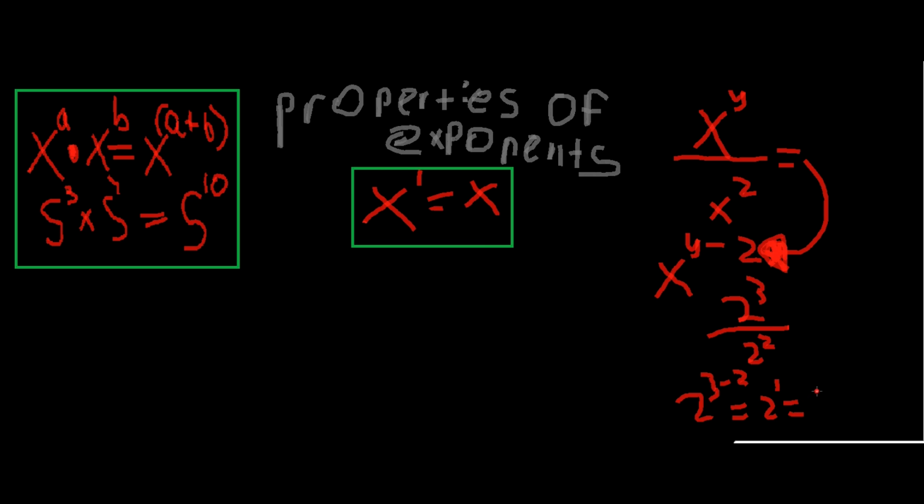Or another way you can solve it, you can write this out as 2 times 2 times 2 over, because you're expanding it. 2 to the third says multiply the base 3 times, so 2 times 2 times 2. And over here, 2 to the second tells you multiply the base 2 times, so 2 times 2. Then you can cancel your stuff out, and you're left with 2, and you get the same thing.